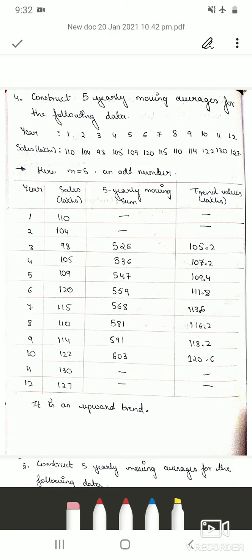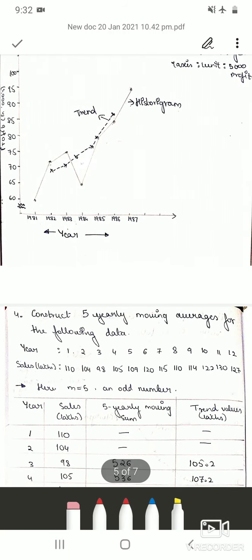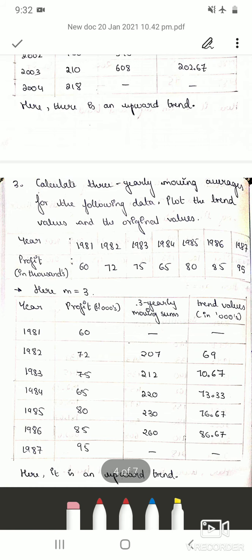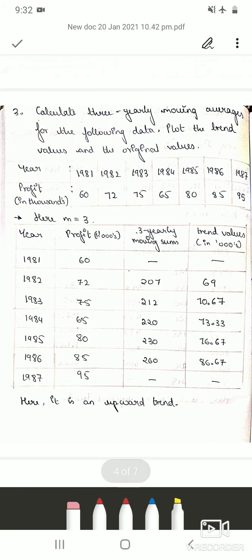Statistics class. So in the previous video we had seen how to calculate 3 yearly moving averages, and also how to plot the trend values as well as the original values. Let me do a quick revision. The first column indicates the year and the profit, which is given in the question. Now the first step is to calculate 3 yearly moving sums.